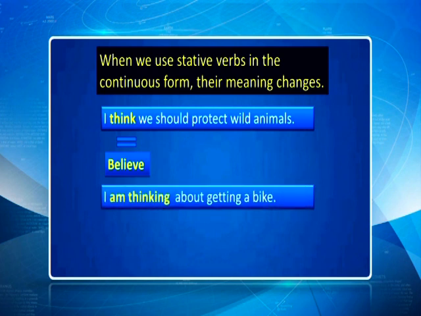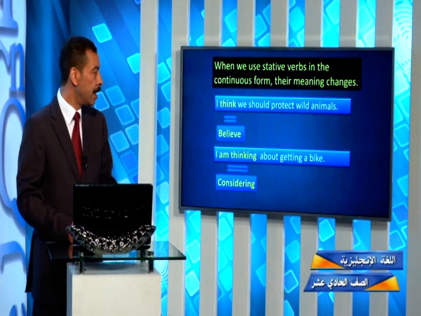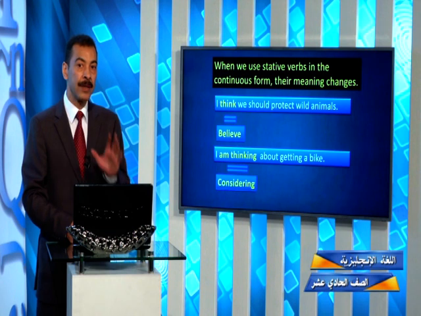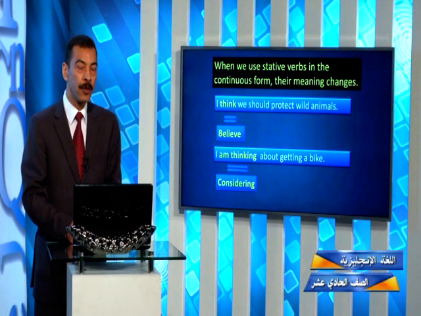Whereas if you say, I am thinking about getting a bike, here, the progressive form changes the meaning of the verb. And in this case, it means I am considering, right? I am studying the case or the idea or suggestion of getting a bike. So, in general, stative verbs are in the simple form, but sometimes they take the progressive form, and in this case, their meaning changes.